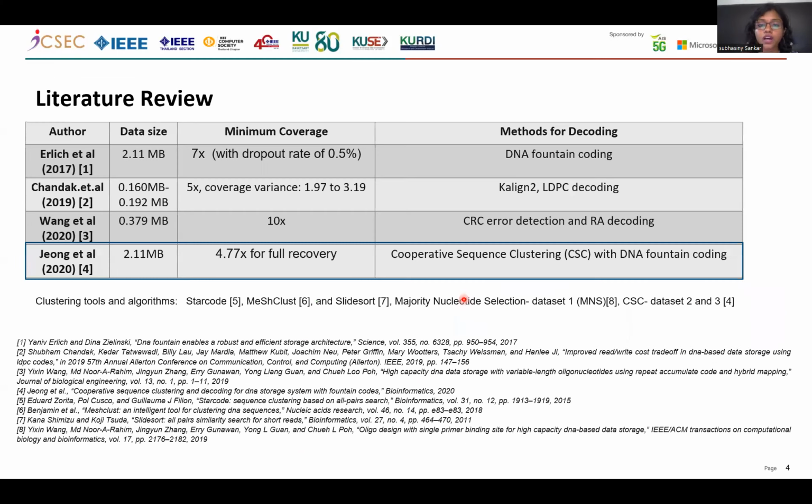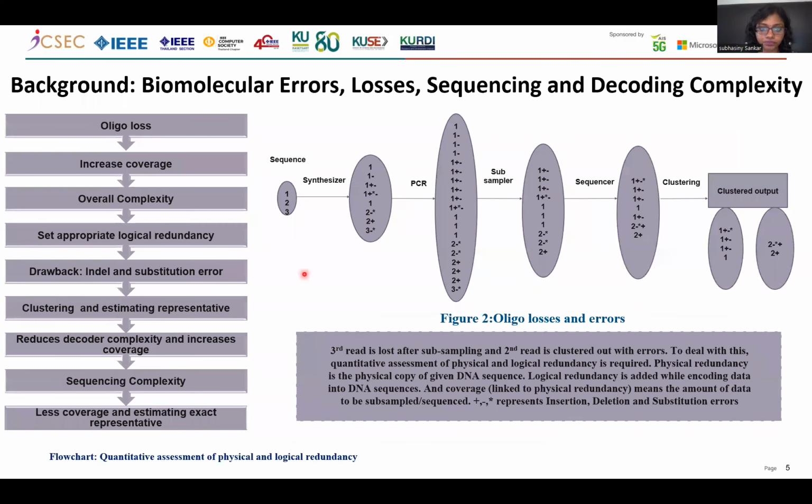Many research groups work on different types of encoding methodology. Out of that, 2 research groups use the same coding method, and in addition, the Geong research group uses the cooperative sequence clustering method, and they were able to reduce the coverage from 7x to 4.77x. This tells us that the clustering methodology helps us to reduce the coverage and increase the recovery rate.